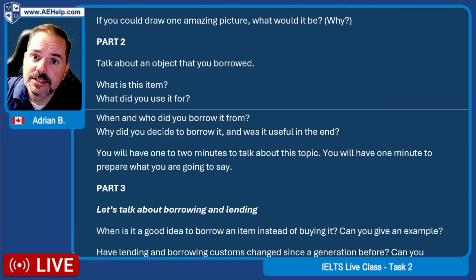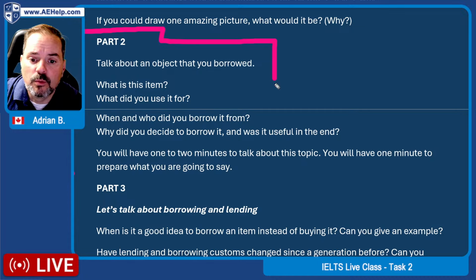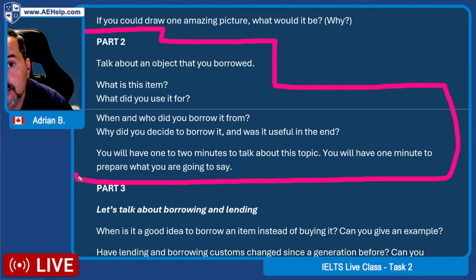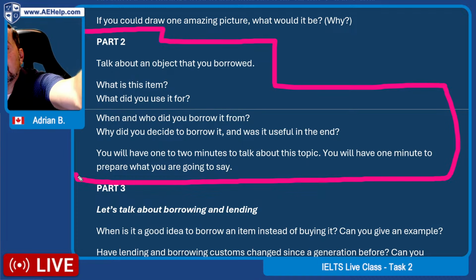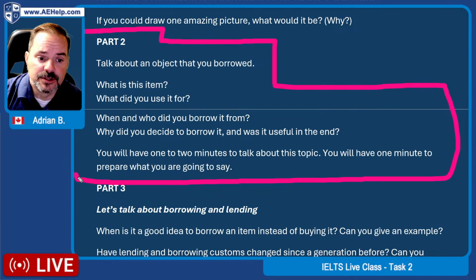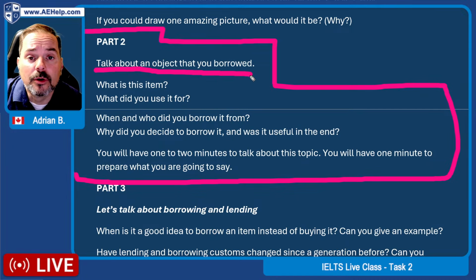We will now continue with part two. For this part, I will show you some questions. You will have 1 minute to read these questions, think about your answers, and then you will have 1 to 2 minutes to speak. I will tell you when to start, when to stop. You can take notes in the 1 minute time if you wish. Is that clear? And you should say, yep, it's clear. And then they'll say, talk about an object that you borrowed.